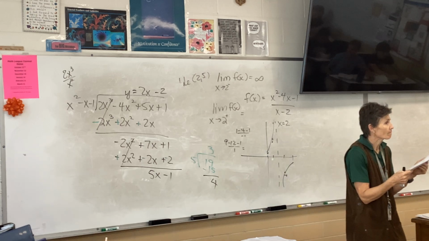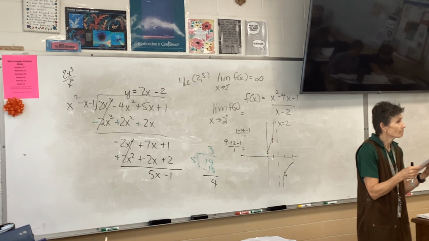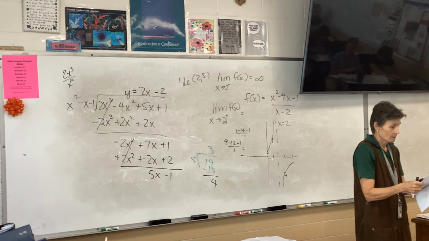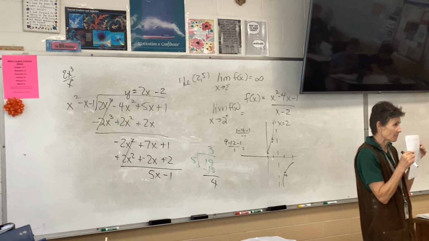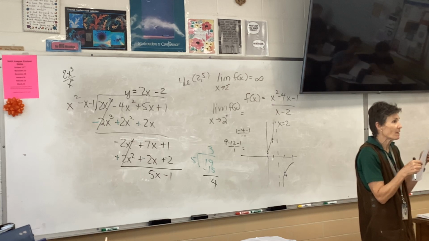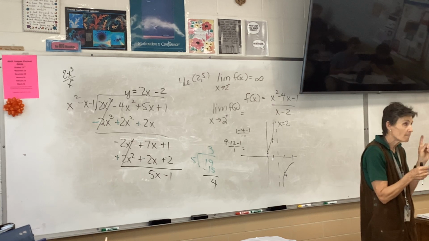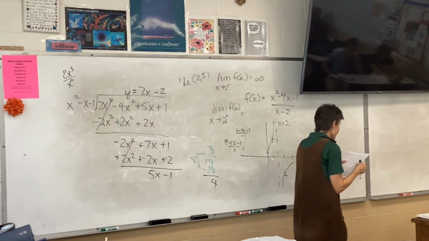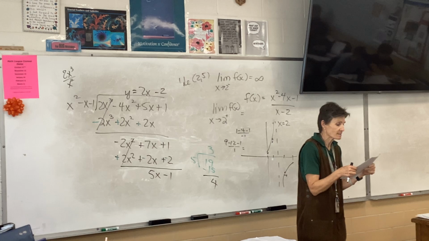On the 1.7 packet we have, there's number 2 on the first page. You mean this big packet where the pages are numbered? So page 1, number 2. Page 1, number 2. Does it have a horizontal asymptote?